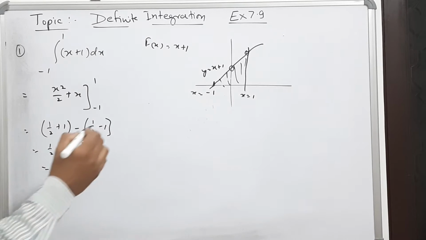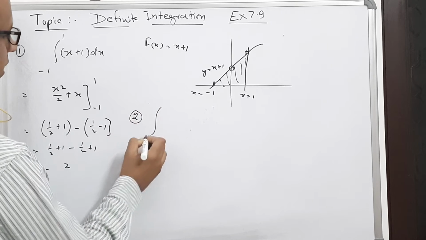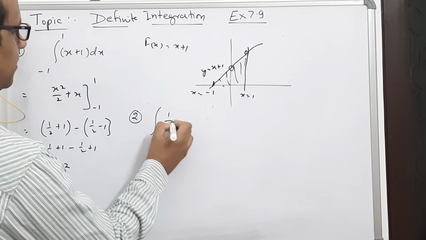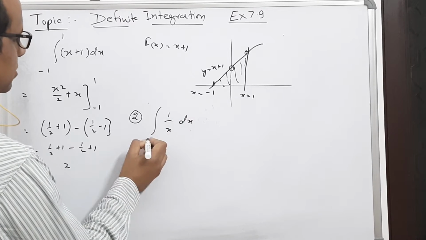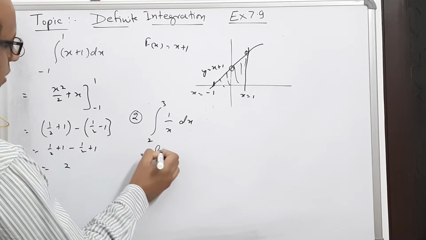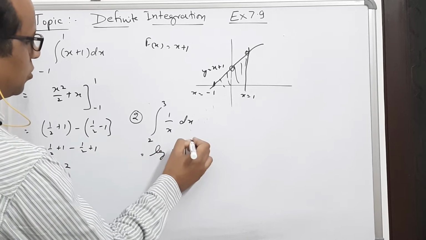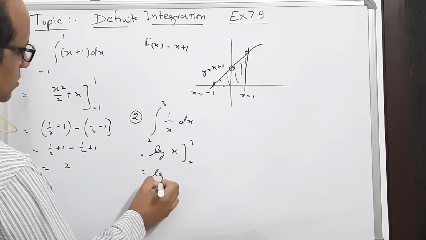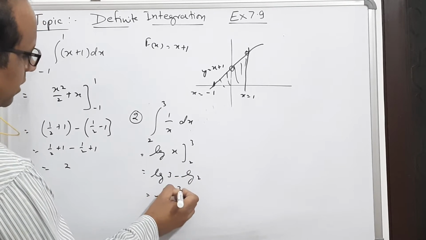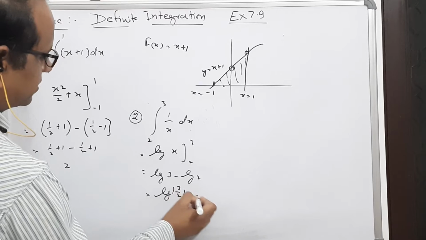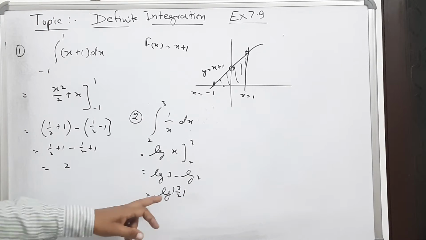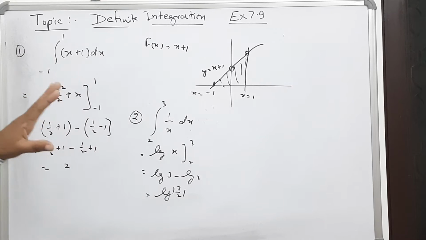I am taking one more sum here. Integration of 1 by x and the limit is 2 to 3. This is the lower limit and this is the upper limit. So it is log x, 2 to 3. So the answer is log 3 minus log 2, or we can write log 3 by 2. We will not write plus c here because it is not indefinite, it is definite integration. So that is the meaning of it.